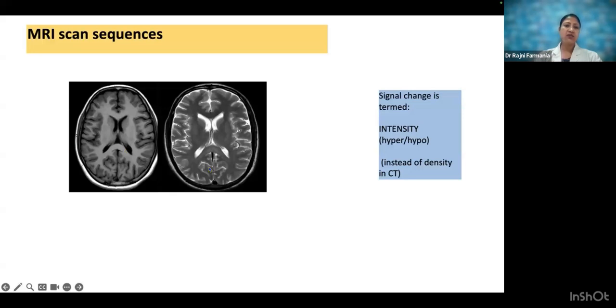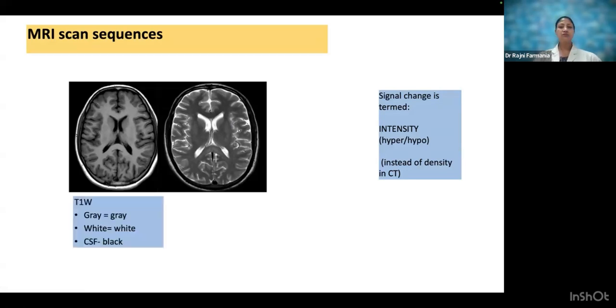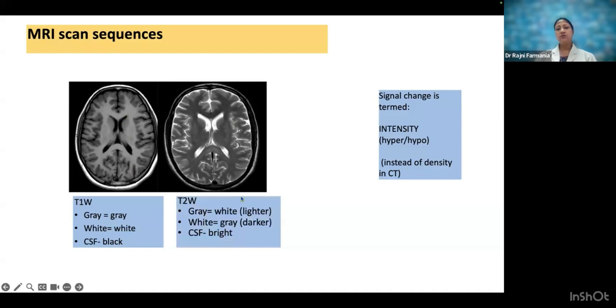So this one is a T1 weighted image and this one is a T2. So white thing is T2. That is very easy for all of us to remember. In T1 weighted image, gray is gray. This is the gray matter which is gray, white is white, and CSF is black. In T2, the best is the CSF is bright, and you can see the gray matter is whiter and the white matter is darker. So it is in contrast to T1.